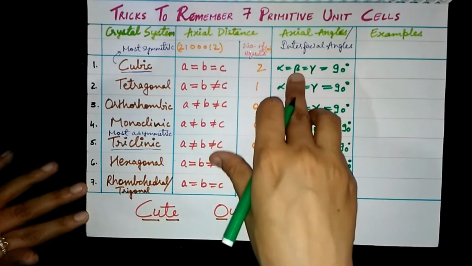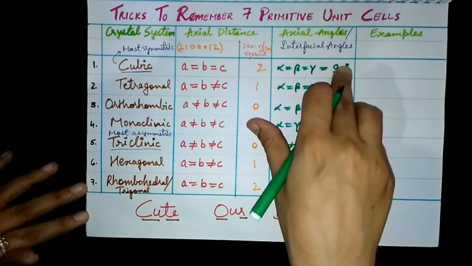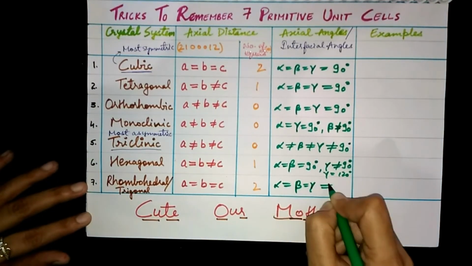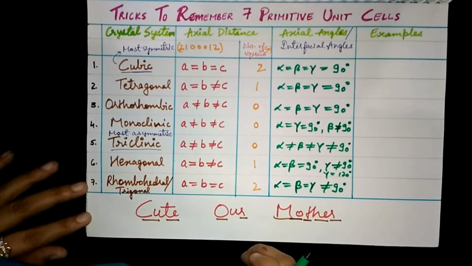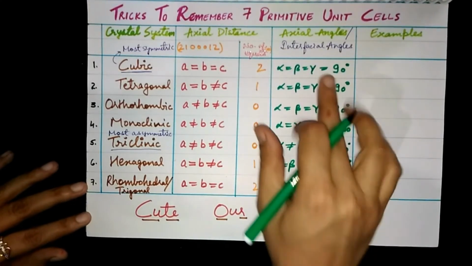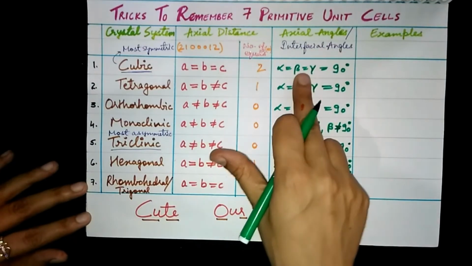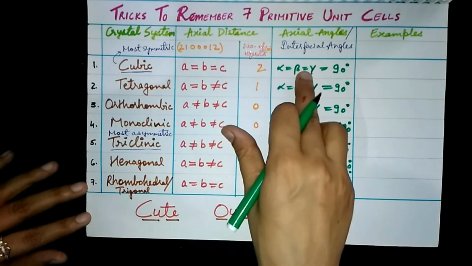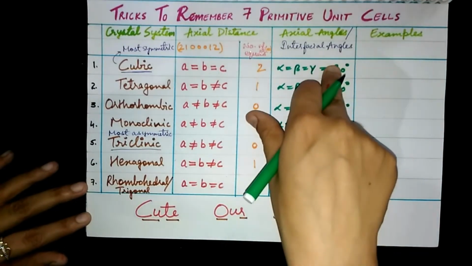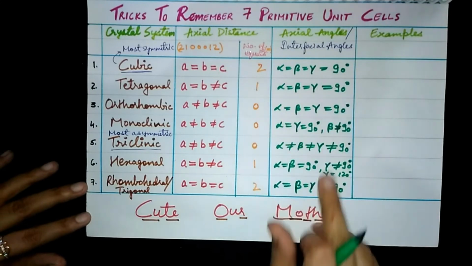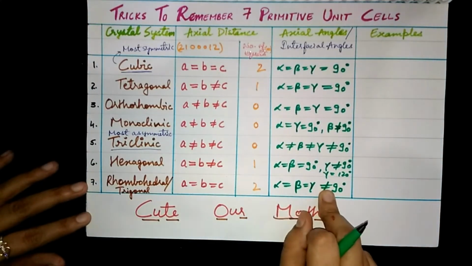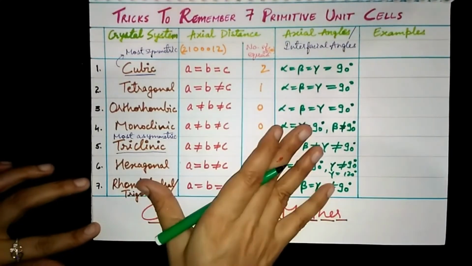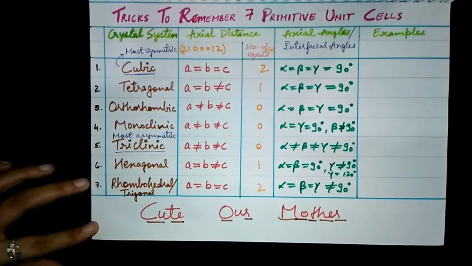Okay, that means if all the angles are equal to 90 degrees, then here all the angles will be equal, but they will not be equal to 90 degrees. This is also very simple, just see the first and last. What is the difference? All the sides or axial distances are the same, and all the axial angles are equal, but in the first one the axial angles are equal to 90 degrees, while in rhombohedral they are not equal to 90 degrees. I think this is very simple for you to remember this table.